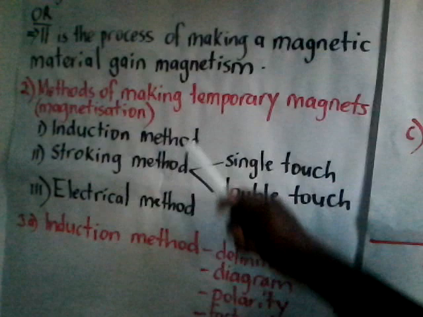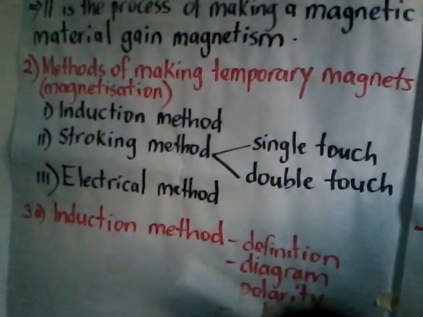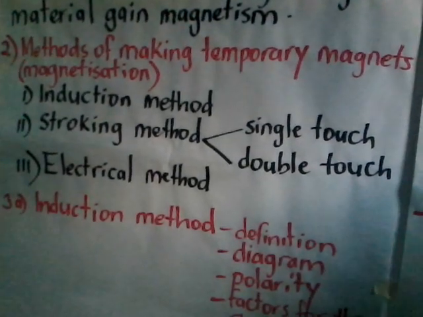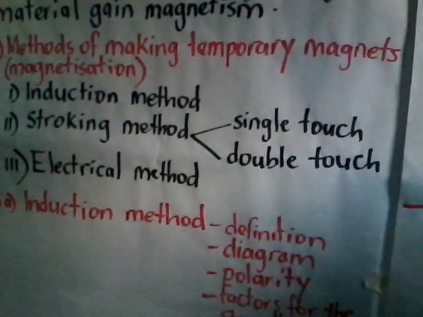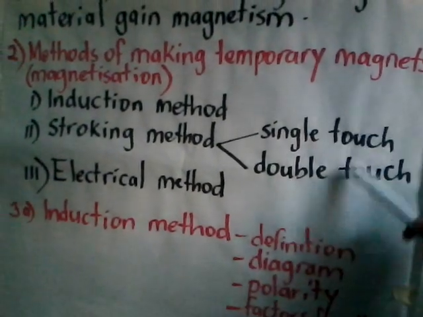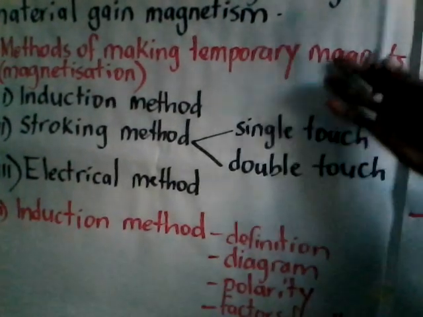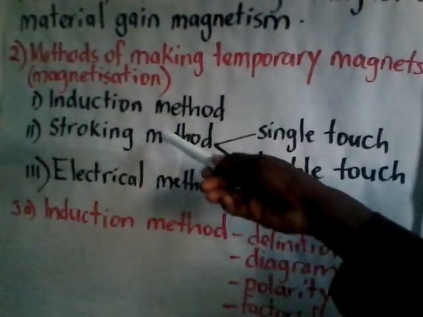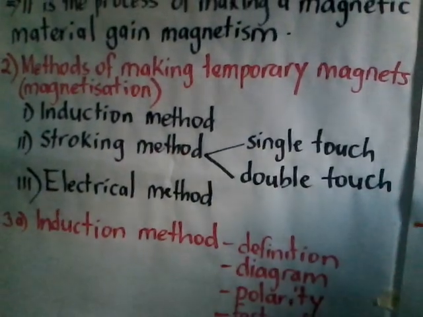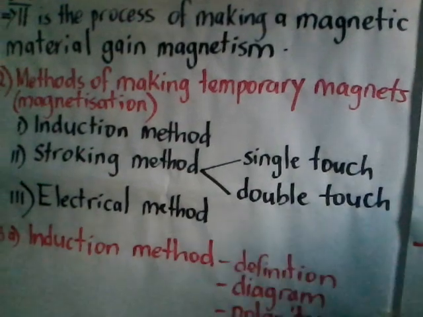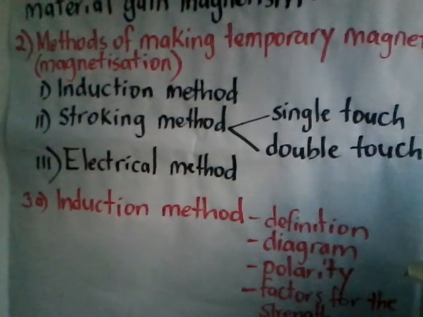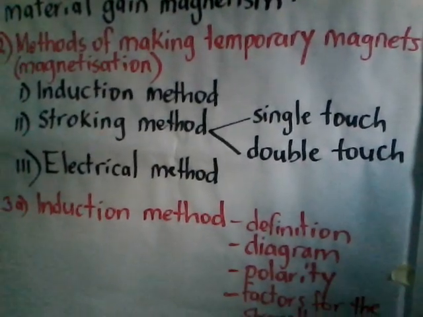The first one will be induction method. The second one will be stroking method. Stroking method is done in 2 ways. There's single touch method and there's the double touch methods. Some books take each of these to be separate methods of magnetization, but in this case, let's take it that there are 2 ways of stroking. Then the third method will be the electrical method. So induction, stroking, and electrical method.